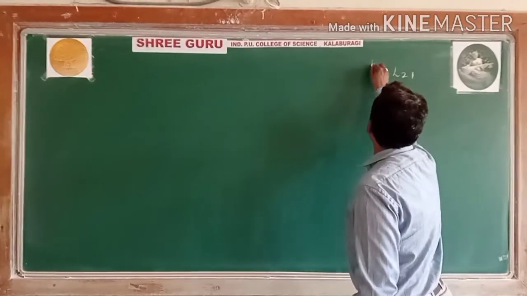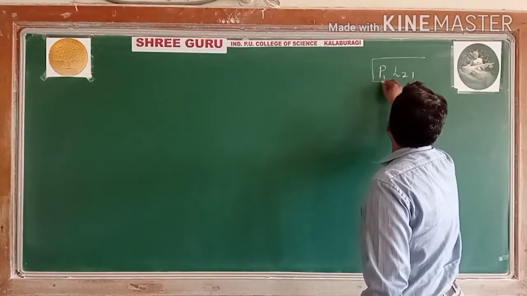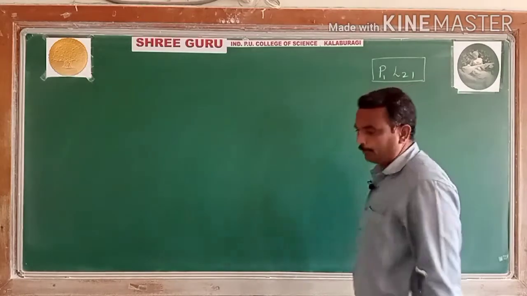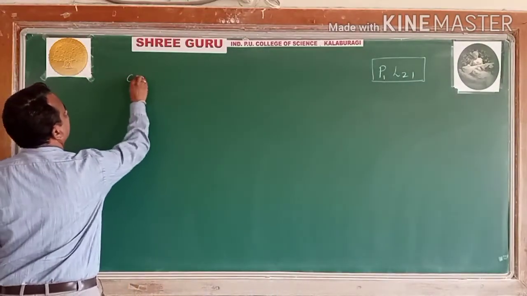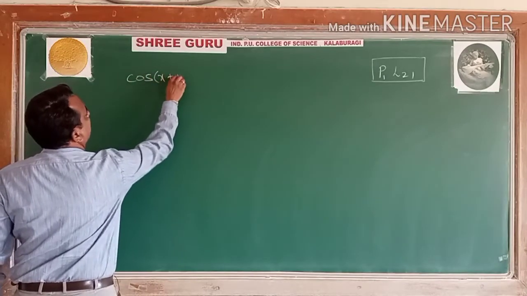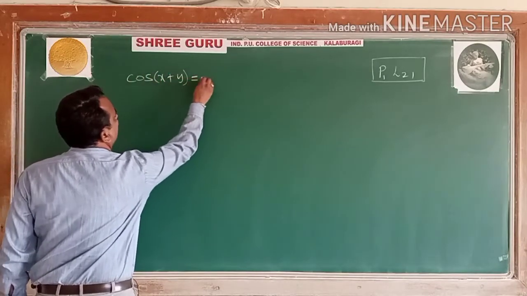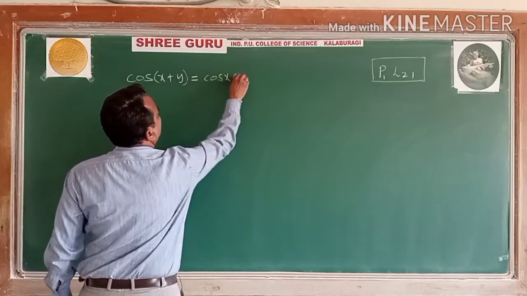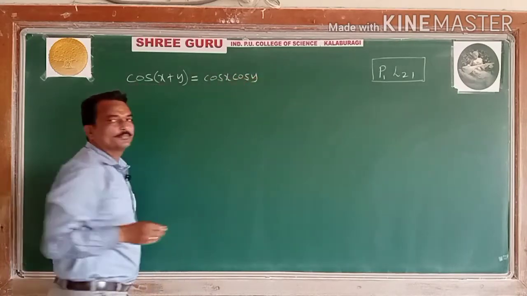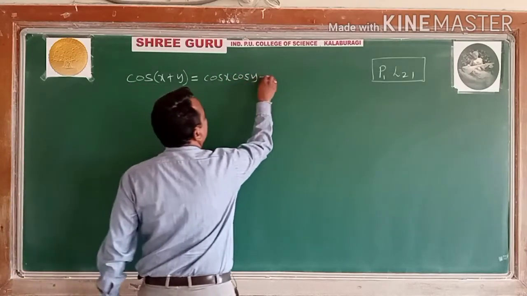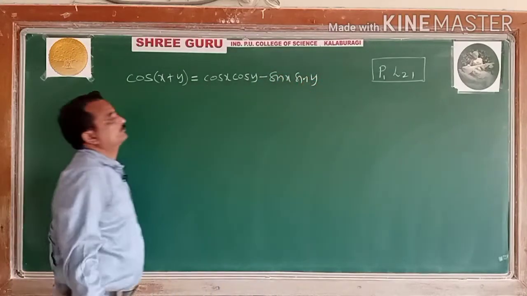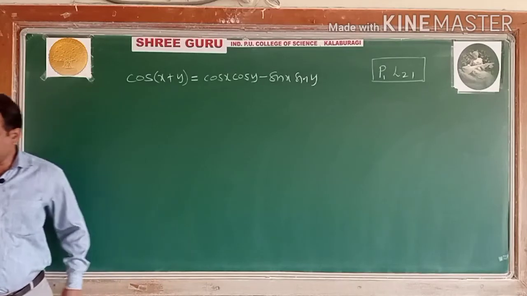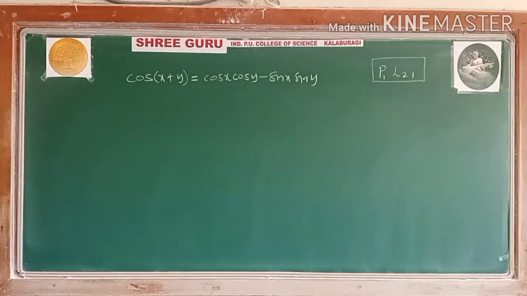Class 21. In the previous class we proved one of the important theorems, that is cos of x plus y is equal to cos x into cos y minus sin x into sin y. It is an important theorem from the point of view of examination, very important.